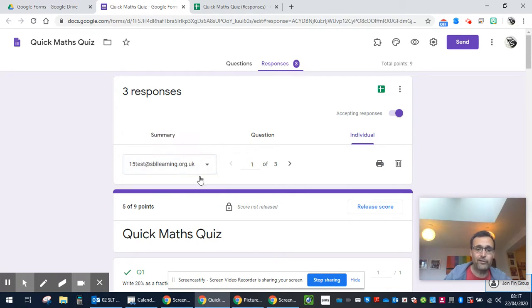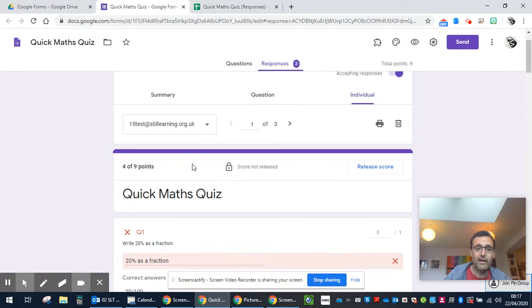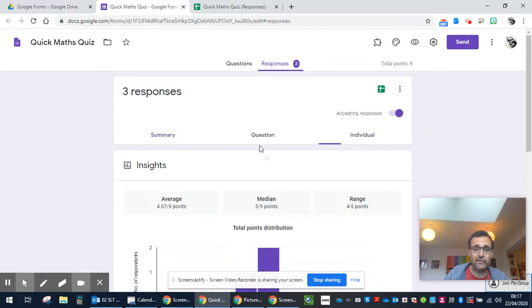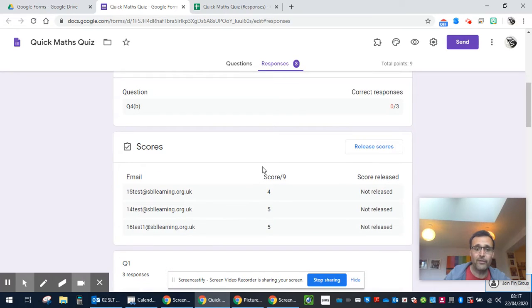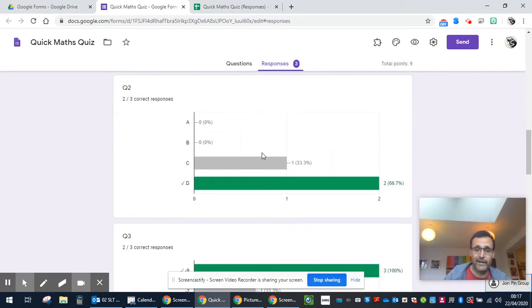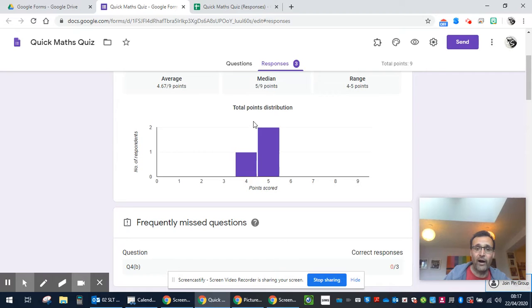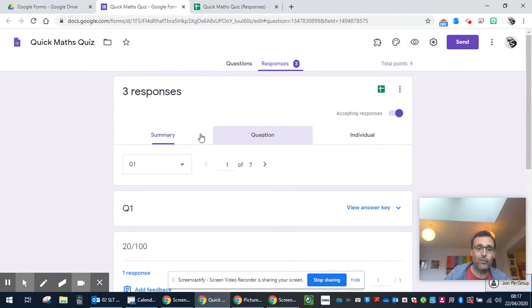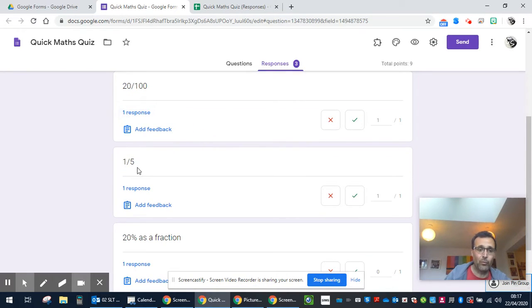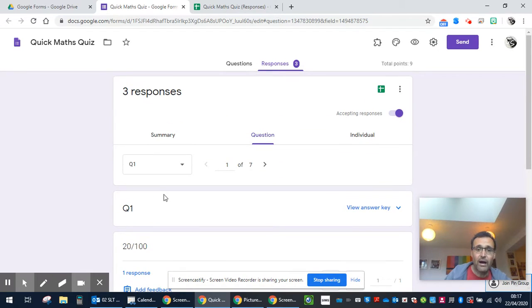So if I click on the first one here, question 1 out of 3, I can see this student got 4 out of 9. And I can click to the second student who also got 4 out of 9, and the third student who got 5 out of 9. I can also look at a summary of how people have done and what they've put for each answer here, or I can look at it question by question. For question 1, I've got 1 person who put each of these.